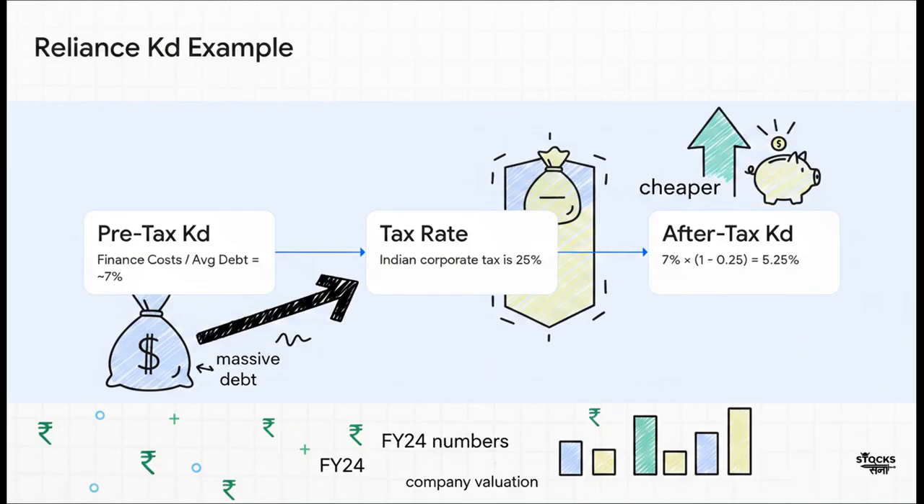Let's look at Reliance's FY24 numbers. They have massive debt. We're talking around 3.3 lakh crore, and their finance costs tell us their pre-tax interest rate is roughly 7%. But wait, because the Indian corporate tax rate is 25%, Reliance gets a tax shield. So we multiply 7% by 1 minus 0.25, and their effective after-tax cost of debt drops down to a very cheap 5.25%. Pretty cool, right?